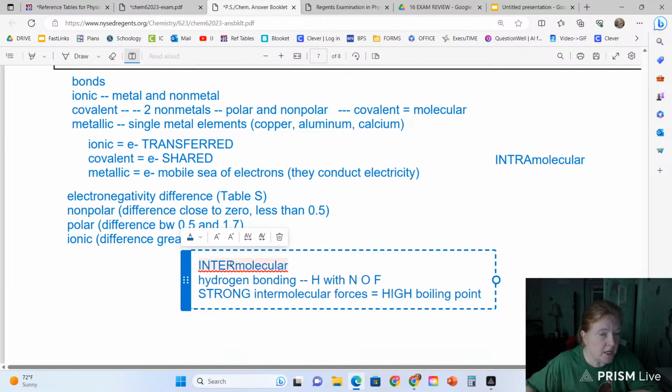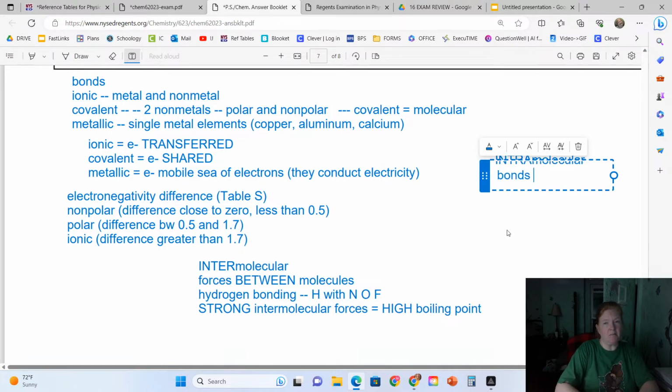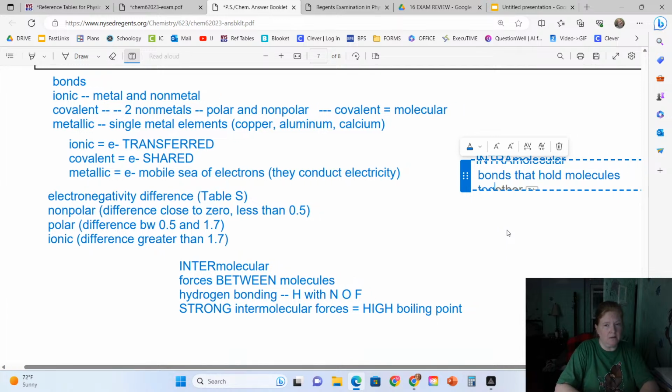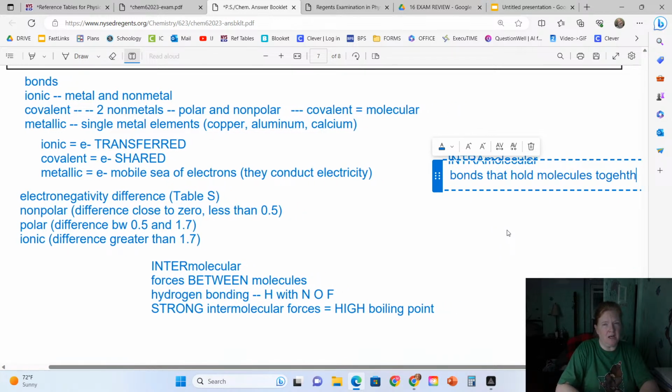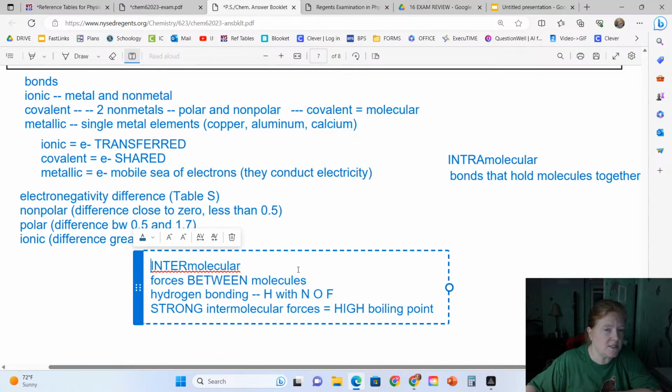So intermolecular forces are the forces between molecules, and intramolecular forces are bonds that hold molecules together. Think about it as the bonds that hold water together versus the bonds that connect two waters. So that's kind of the difference between them.